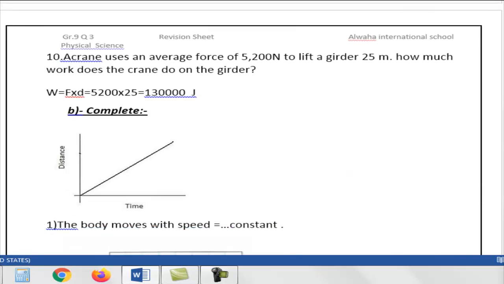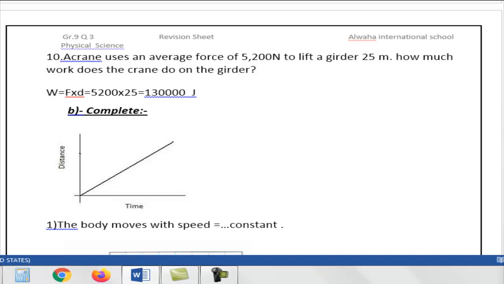Okay, the last one, number 10. A crane used an average force of 5,200 Newton to lift a grader to a distance of 25 meters. How much work does the crane do on this grader? Work equals force by distance. Force here 5,200 by 25 meters. So the work it will be this value in joule.